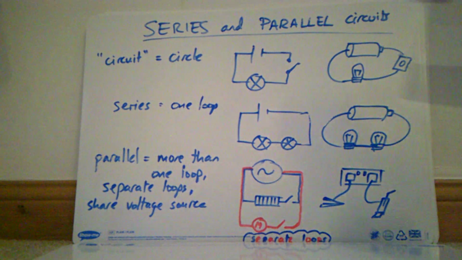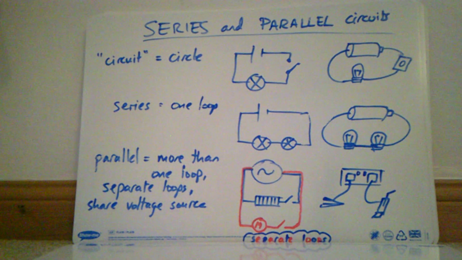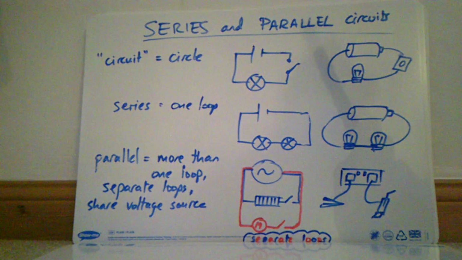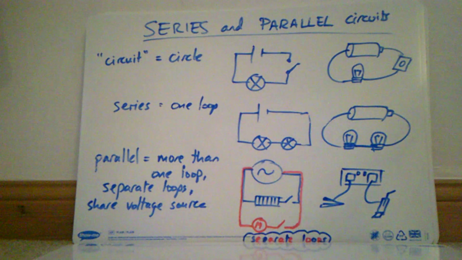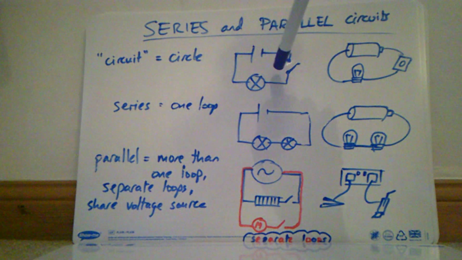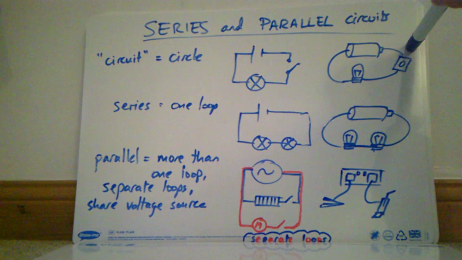Series and parallel circuits. What is a circuit? A circuit is a circle. So there has to be a complete circuit for electricity to move around something. If there's a break in the circuit, electricity isn't going to move around it, and this is how switches work.